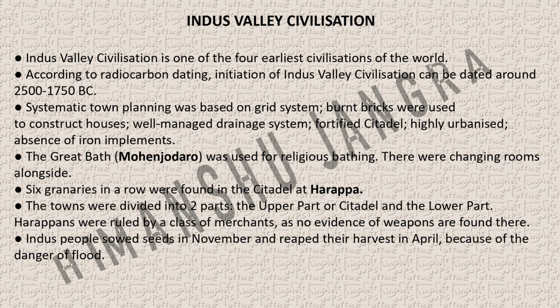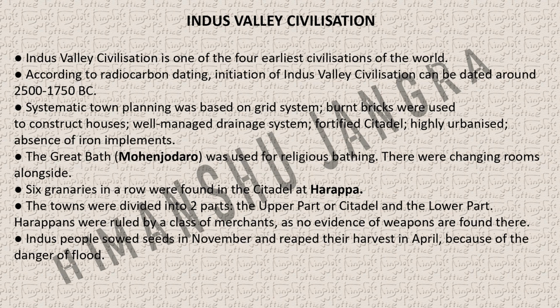Indus Valley Civilization. The Indus Valley Civilization is one of the four earliest civilizations of the world. According to radiocarbon dating, the Indus Valley Civilization can be dated to around 2500 to 1750 BC. Systematic town planning was based on a grid system, burnt bricks were used to construct houses, with a well-managed drainage system, a fortified citadel, highly urbanized, and absence of iron implements.